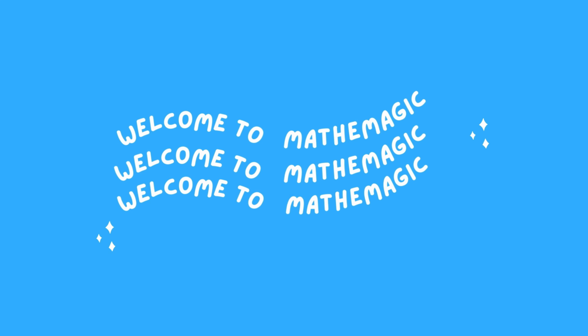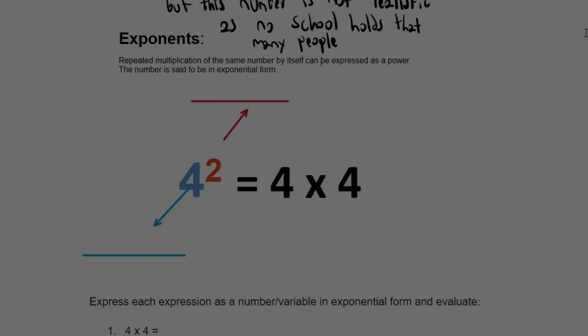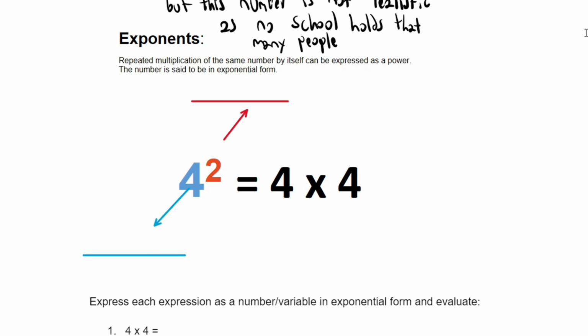Let's just move on to the definition of what an exponent actually is, just in case you forgot. An exponent is repeated multiplication of the same number by itself. It can be expressed as a power, and this number is said to be in exponential form. So here we have 4 to the power of 2. In this case, 4 we would call the base, the number being multiplied by itself, and 2 is the exponent, what dictates how many times we multiply it by itself. It can be called the exponent, or some people also call it the power.